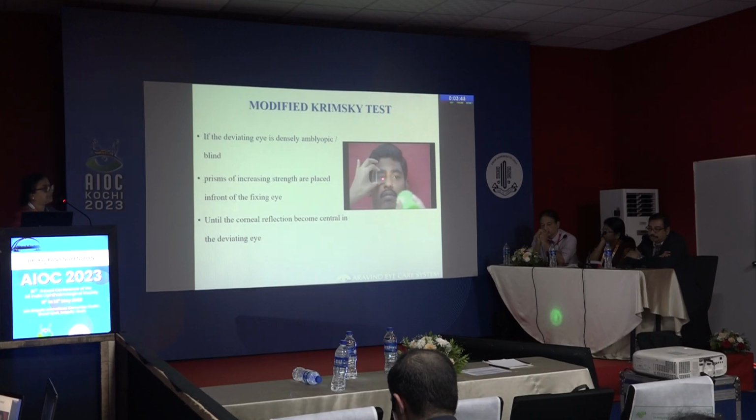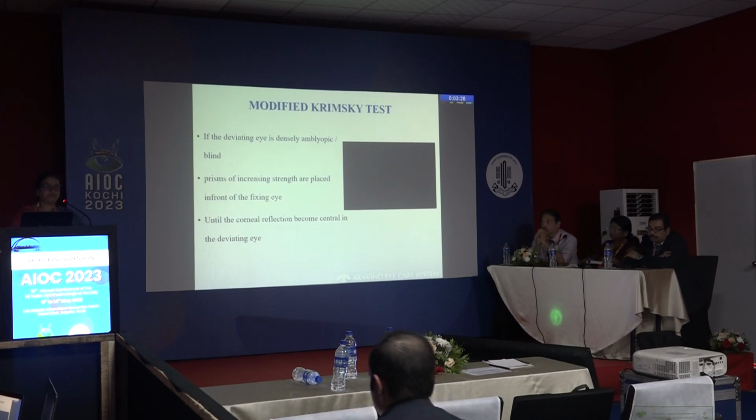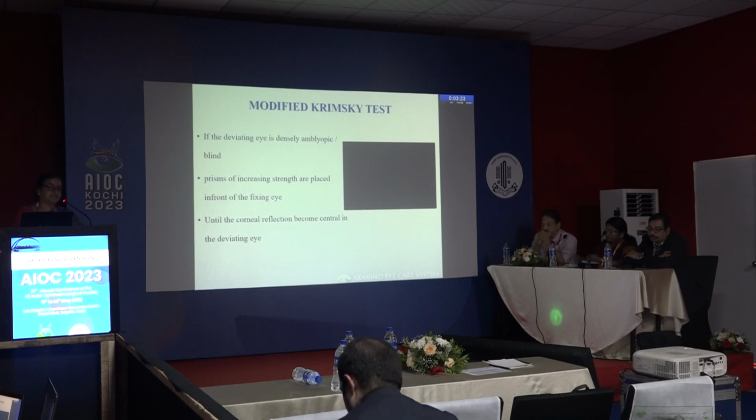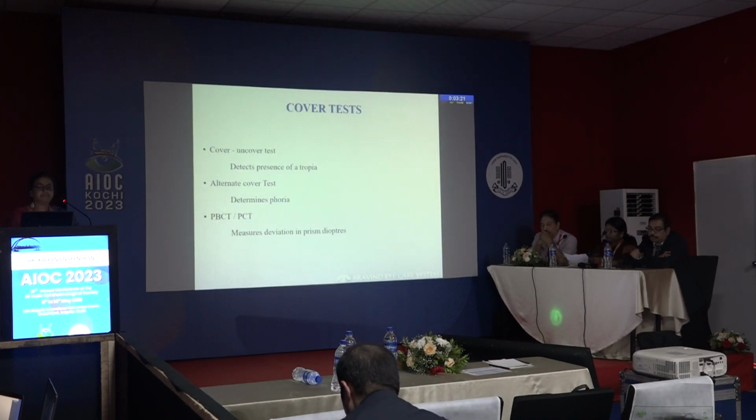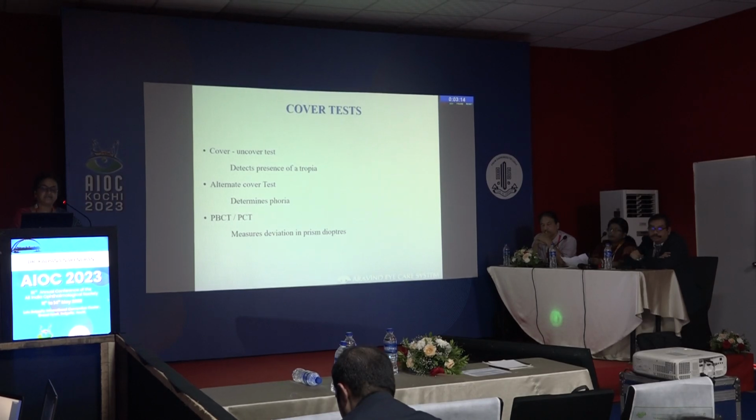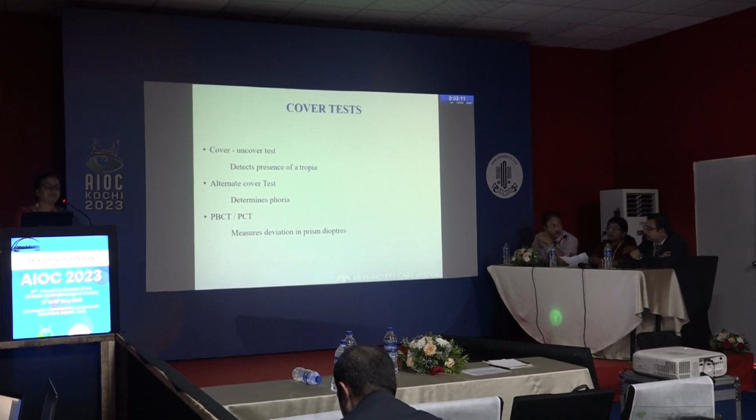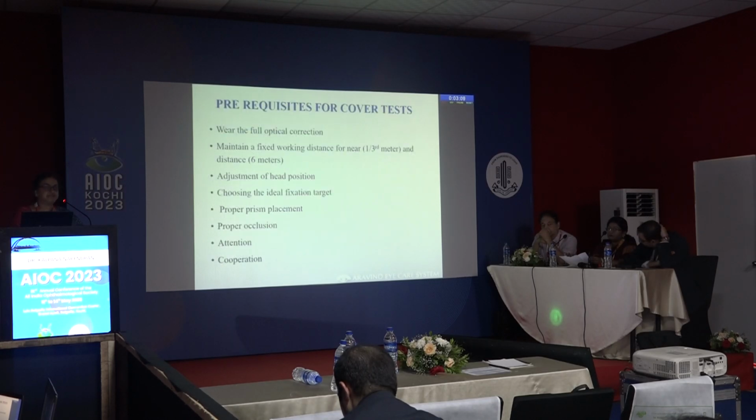Suppose the eye is very densely amblyopic, so that you cannot fix a target. So you put the prisms of increasing strength over the normal eye and try to get the pupillary reflex in center. So this is the angle of deviation. So this is the modified Krimsky's test. When one eye is densely amblyopic or with poor vision or a sensory deviation, this would be an ideal way to test the angle of deviation. Then cover test, you have three types of cover tests: the cover-uncover, the alternate cover test, and the prism bar cover test, which is helpful to measure the prism in diopters.